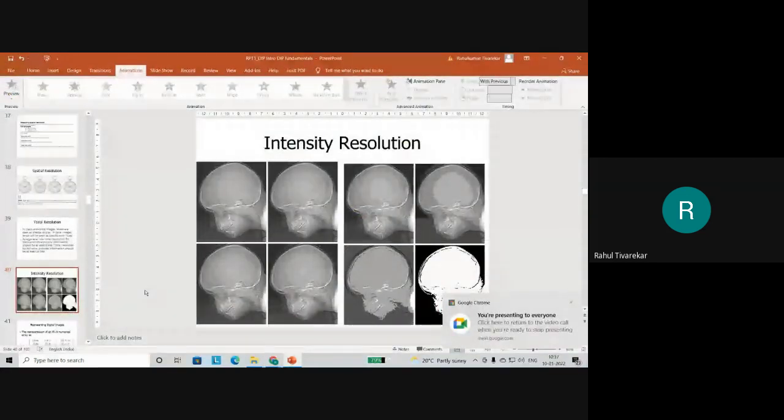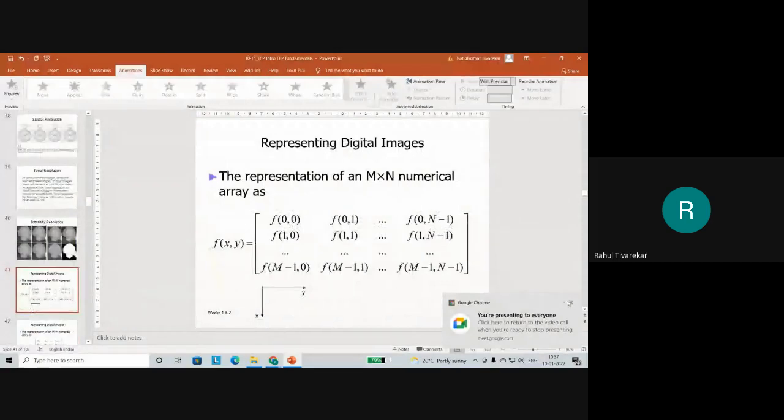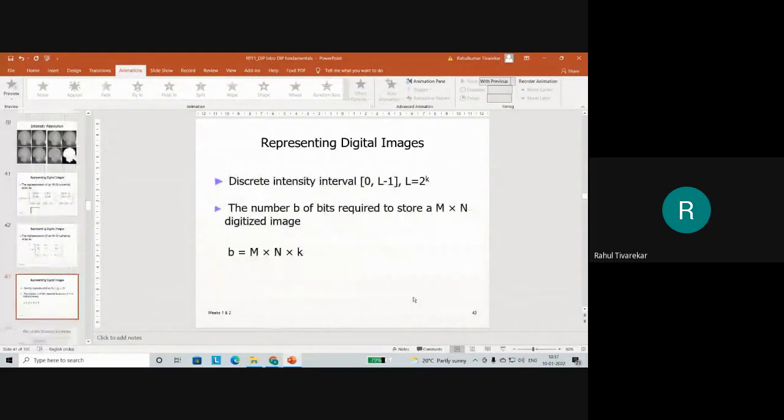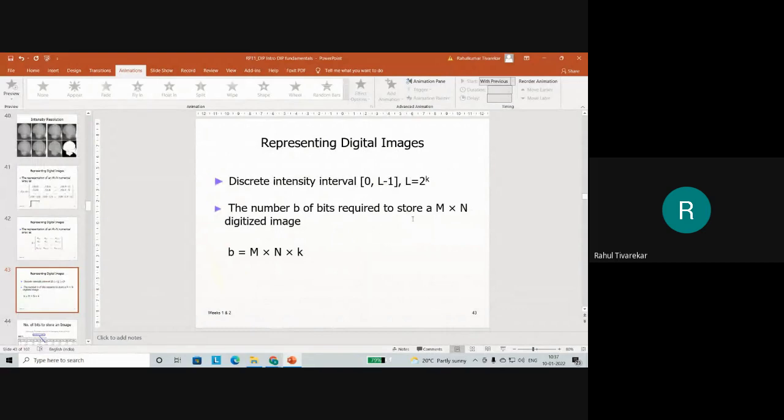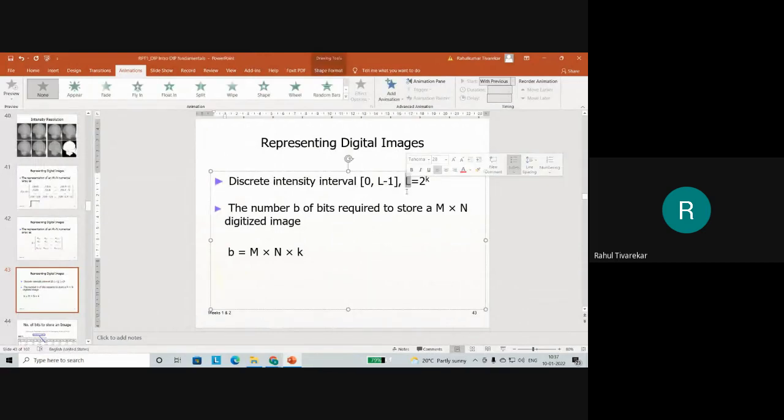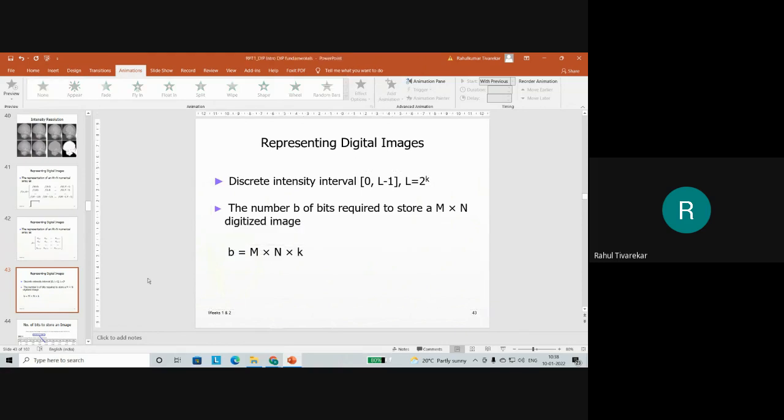So I hope you understood the intensity resolution. We discussed the representation of an image, and today we also discussed that if there are L intensity levels, then we have to use K bits. So K bits to represent M cross N number of pixels, where M is the number of pixels in one row and N is the number of pixels in one column. So total number of pixels are M cross N, and every pixel is represented by K bits. So this represents the total number of bits needed to store that image.